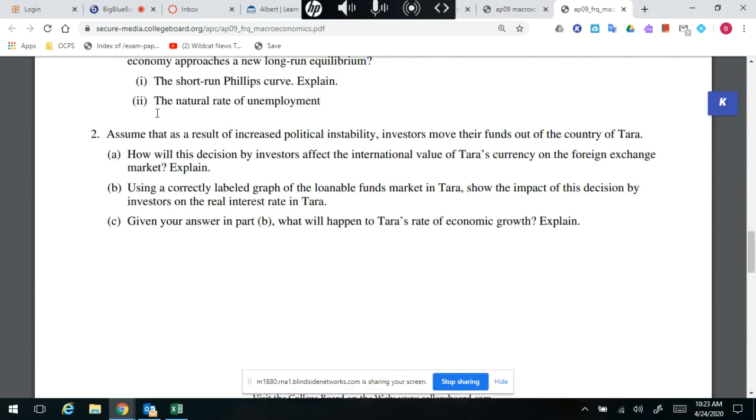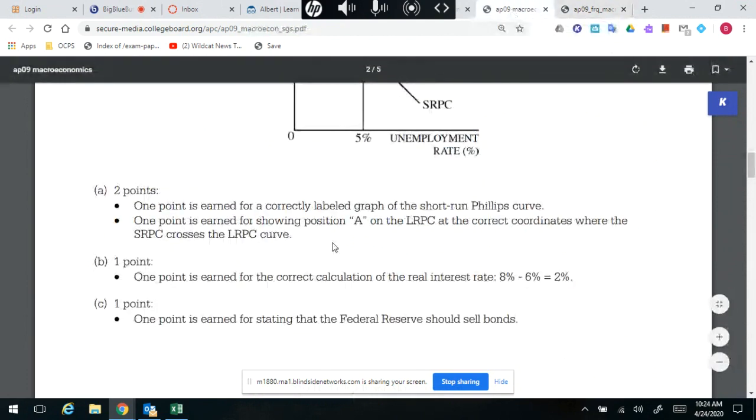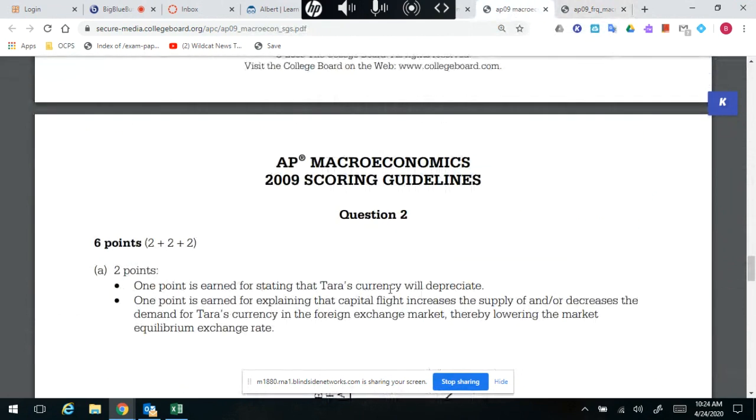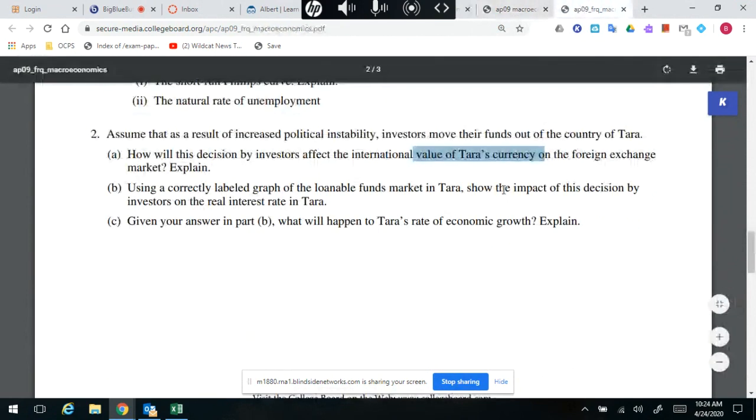Number 2, assume that as a result of increased political instability, investors move their funds out of the country of Tara. All right, so we're taking money out of Tara. They're not investing in it, for whatever reason. How will this decision by investors affect the international value of Tara's currency in the foreign exchange market? Explain. So if they're taking their money out, they're not demanding Tara's currency anymore. They don't want it. If you're not demanding something, that means the value of that currency is going to go down. So Tara's currency will depreciate because nobody wants it. They're not investing in it.